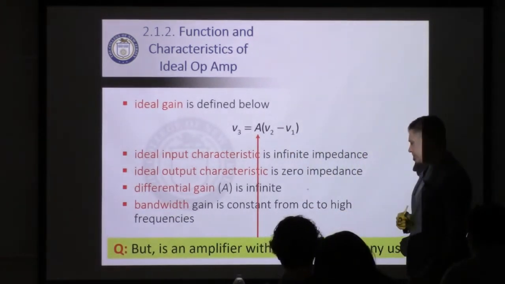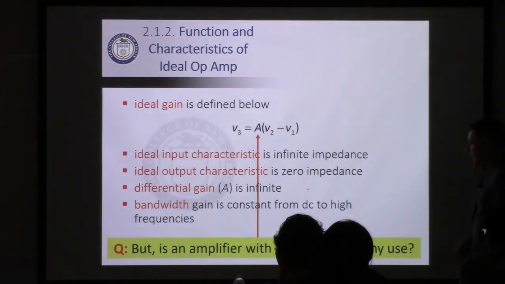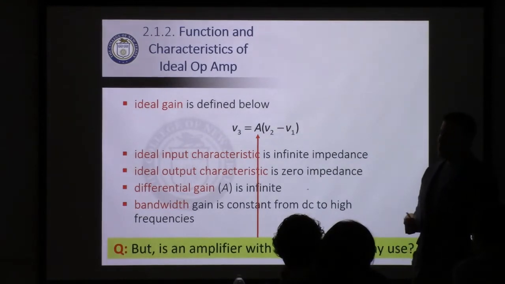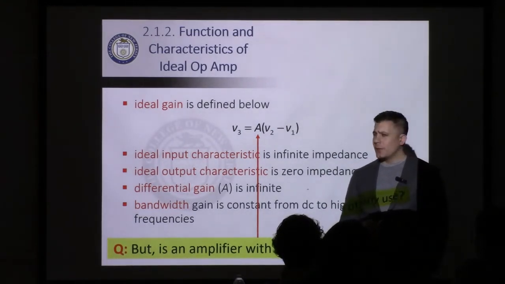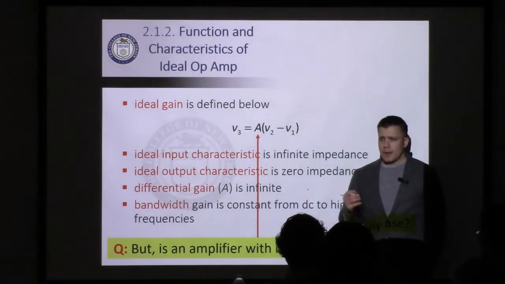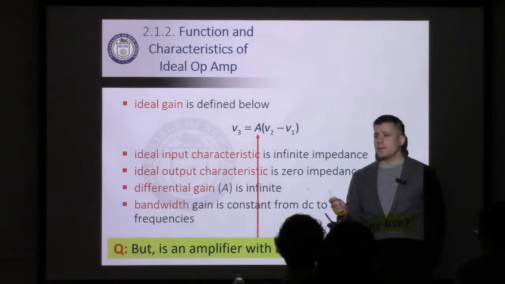So ideally, V3 is equal to A, which is our ideal gain, times the difference between the non-inverting and the inverting inputs. So the question I ask is, is an amplifier with infinite gain of any use to us? There's a couple applications where it is useful. One of them is the comparator. But more times than not, no, it's not useful, right? We want to have a finite gain.